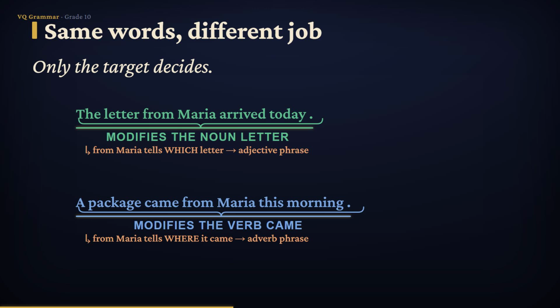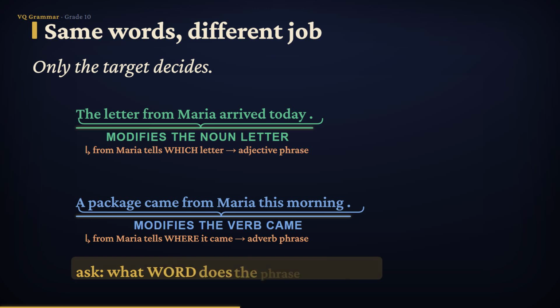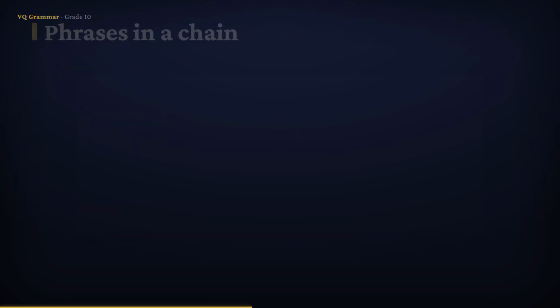So never label a phrase by the words sitting inside it. Find the phrase, then ask one single question. What word does this phrase modify? If the answer is a noun or a pronoun, you have an adjective phrase. If the answer is a verb, an adjective, or an adverb, you have an adverb phrase.